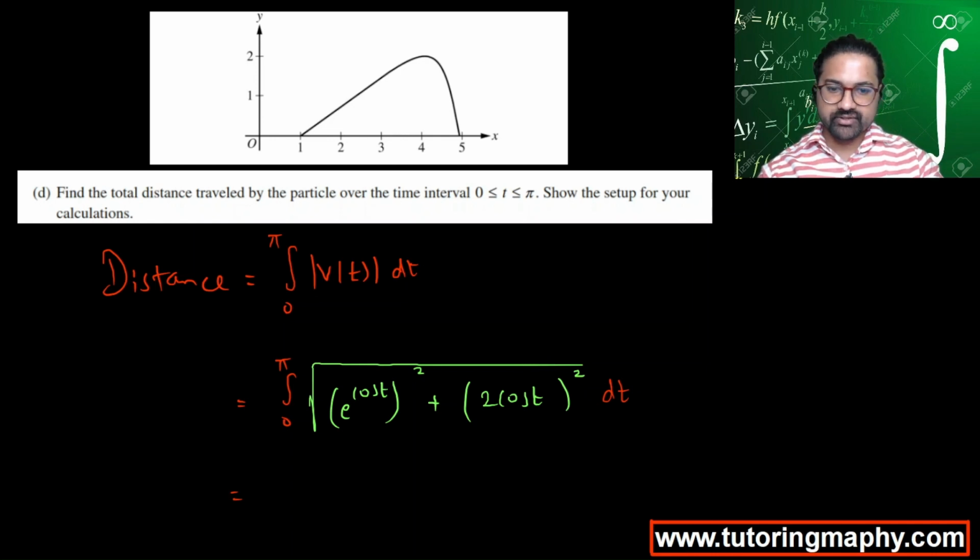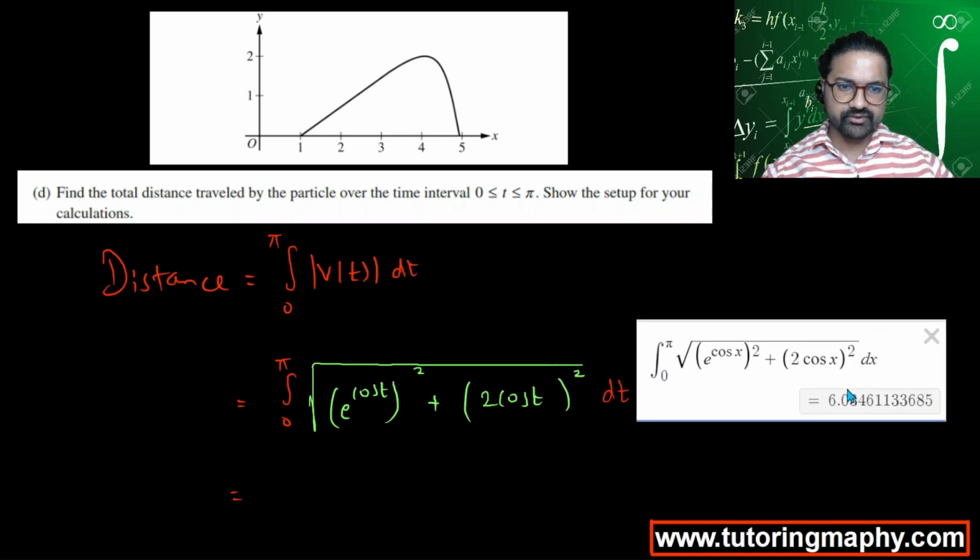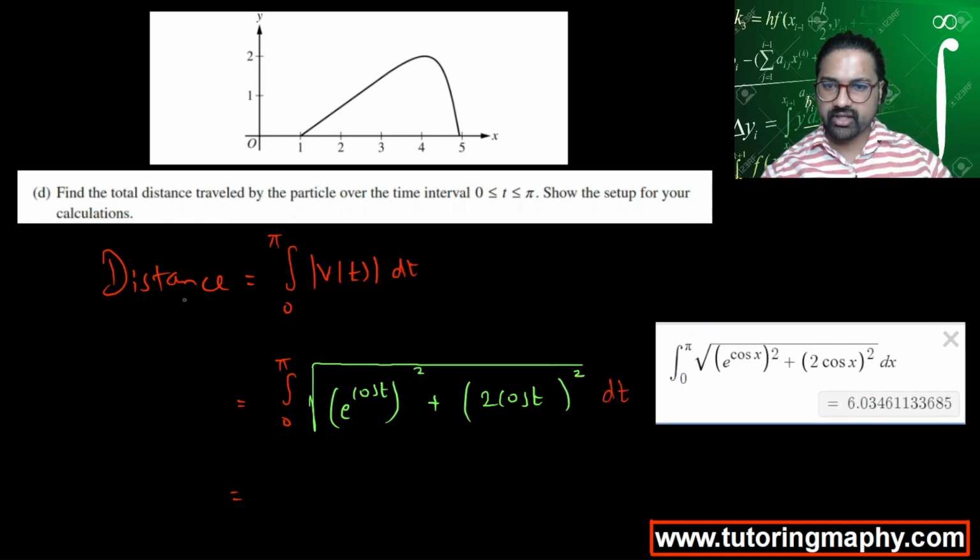And the integral limits are from 0 to pi. So this value comes out as, oops, I missed something, square. All right. So the value which I'm getting here is 6.03. That's what I'm getting. I'm going to pull my work in front of you so that you can also see. This is what I did, just plug that into the calculator.